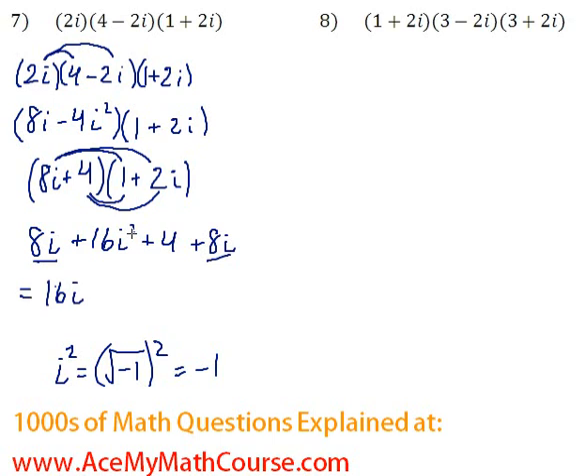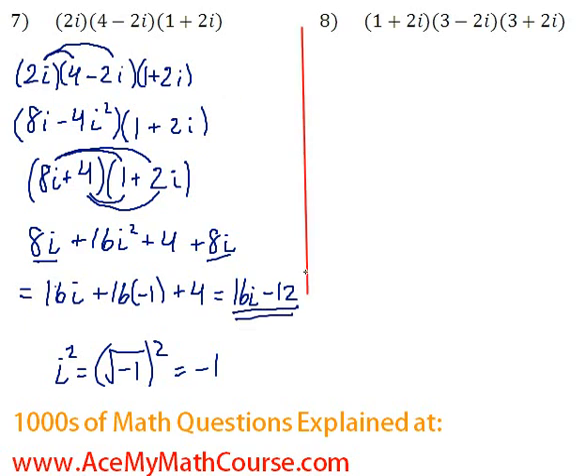Now 16i squared is just 16 times negative 1, because i squared is negative 1, like we discovered, plus 4. And now I can just combine like terms again. 16i is by itself, but 16 times negative 1 is negative 16, plus 4, negative 12. Well, that's the final answer, and we can no longer simplify that. So we're going to move on to question number 8.